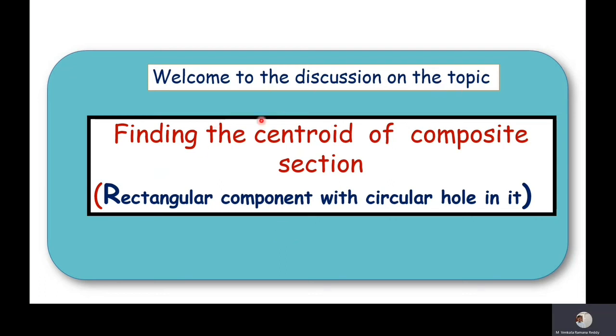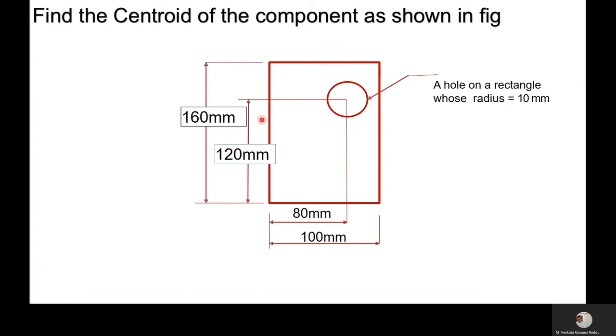Welcome to the discussion on the topic finding the centroid of composite section. Under this, we are discussing now rectangular component with circular hole in it. What is the given problem? Find the centroid of the component as shown in figure. Here, for this rectangular component with circular hole, we have to find the centroid.